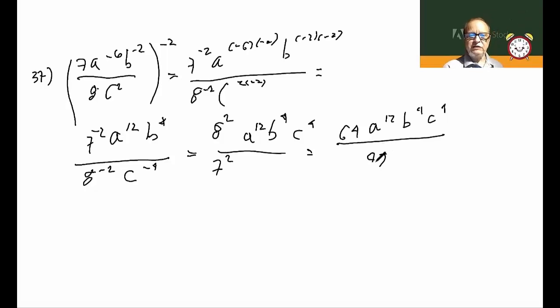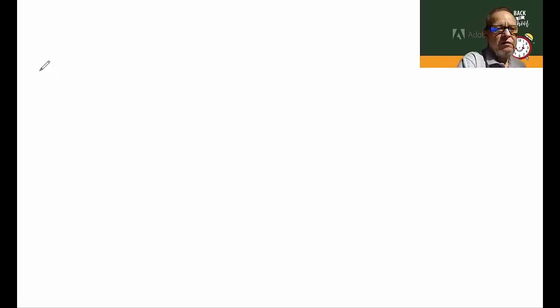Now, of course, the other way we can do that is to flip this inside the bracket first and change this to a positive sign and then continue. So let's do it in a different order. Now, the other way I can do 37, I can actually approach it in this way.